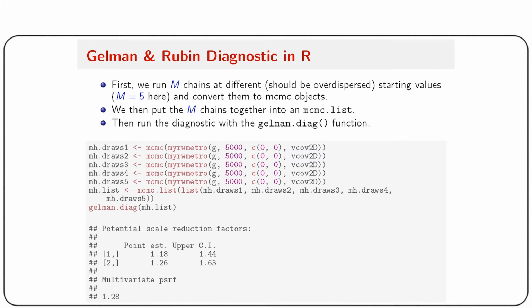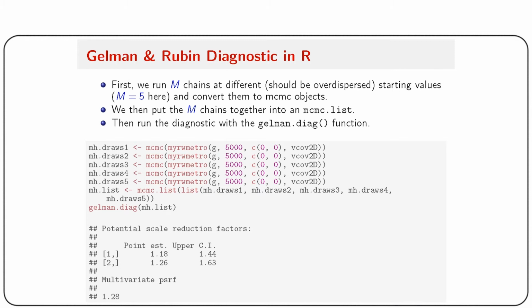Say gelman.diag of mh.list, then you will see the potential scale reduction factor. The point estimates are 1.01 and 1.24. The upper confidence limits are 1.02 and 1.64. So 1.01 is quite fair. The multivariate PSRF is 1.